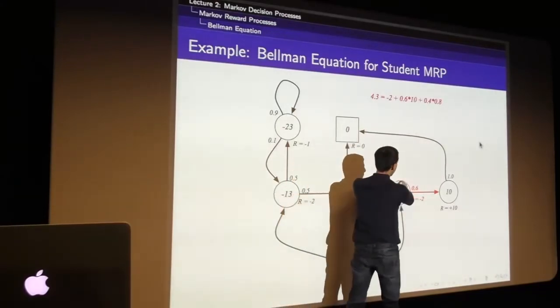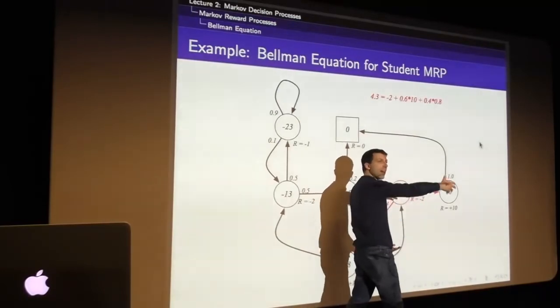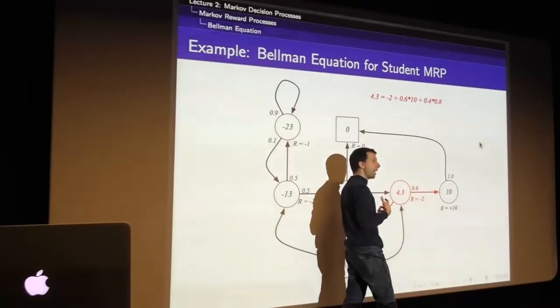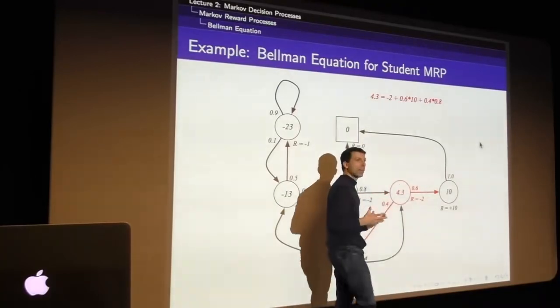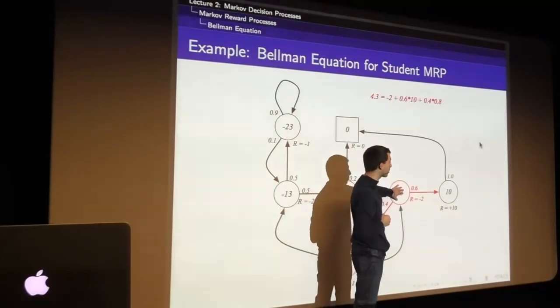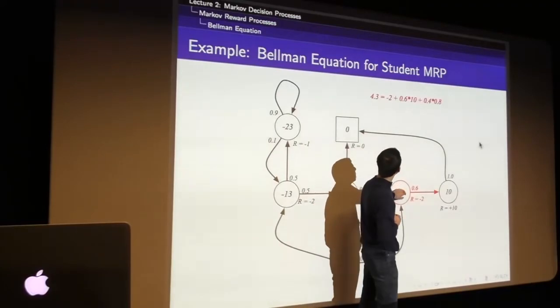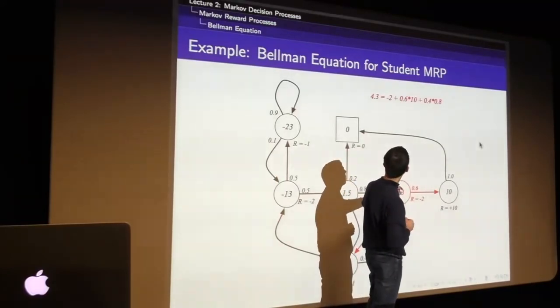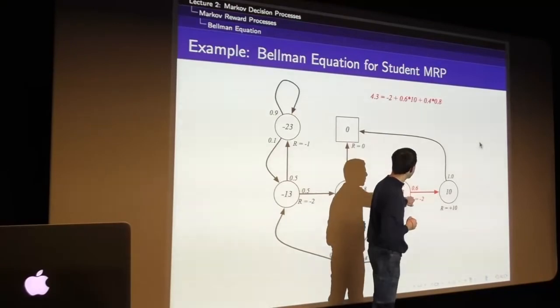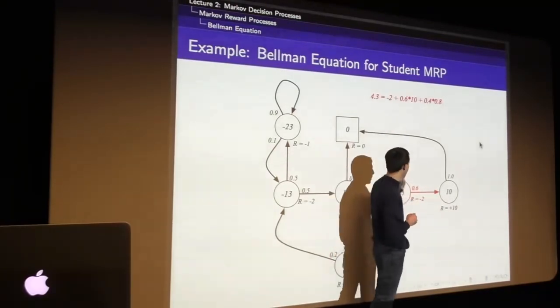We can say, okay, well, if this value function is 4.3, it should really be equal to doing a one-step look ahead, averaging over all the things which might happen next, and then ending up back here again. Okay, so let's see if that's really true. Well, from here, there are two things which could happen. We're going to get -2 immediate reward no matter what happens. That's this -2 here.